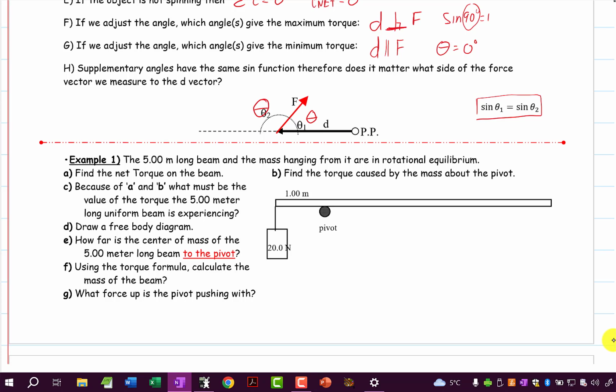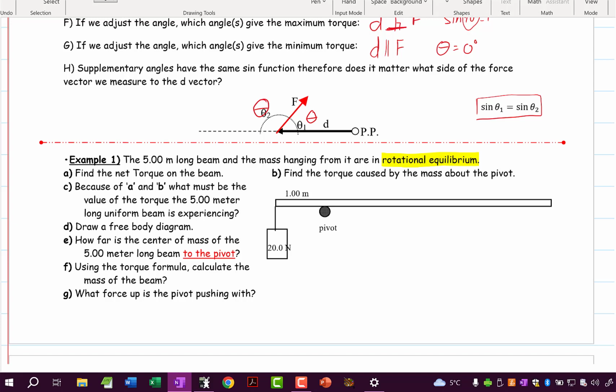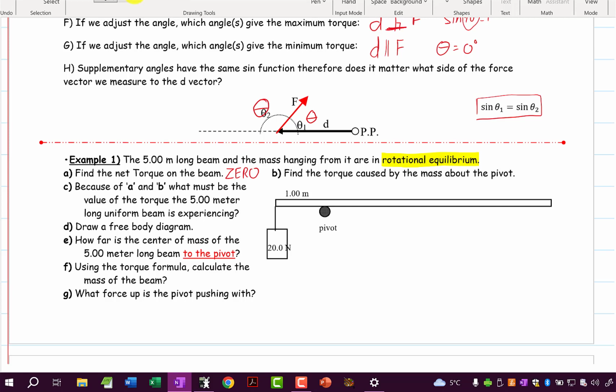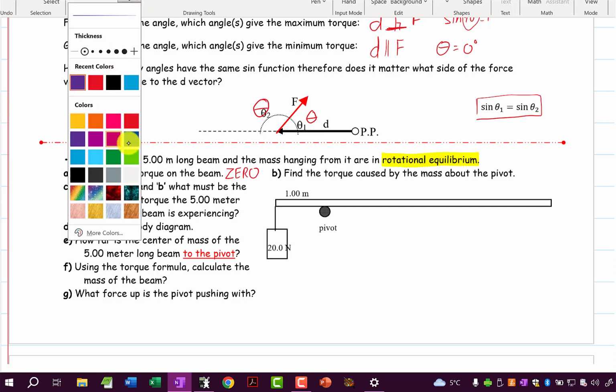The 5 meter long beam and the mass hanging from it are in rotational equilibrium. So what is the net torque on the beam? The net torque on the beam is 0. Why? It's in rotational equilibrium. That's the definition of it. Okay, let's change this to a green color that we can see a little bit better.